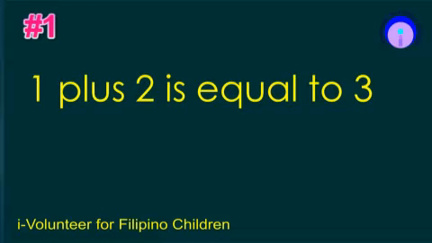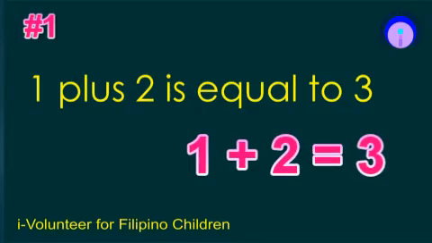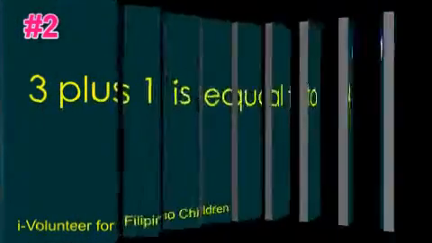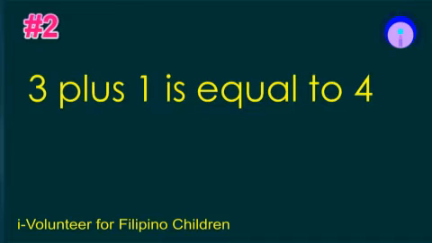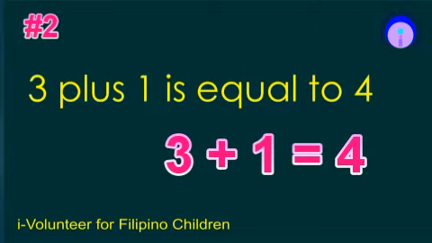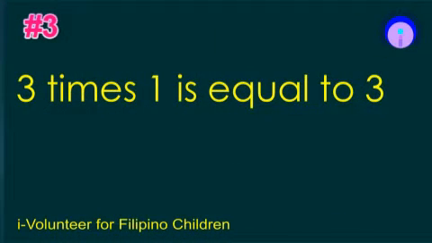Number 1. 1 plus 2 is equal to 3. Number 2. 3 plus 1 is equal to 4. Number 3. 3 times 1 is equal to 3.